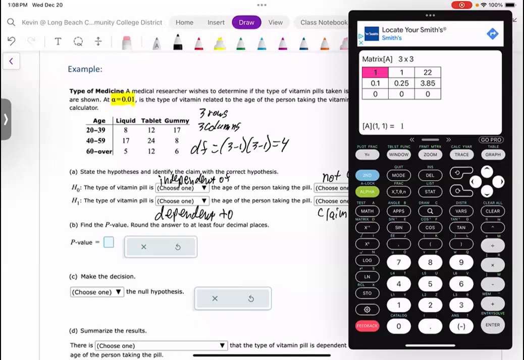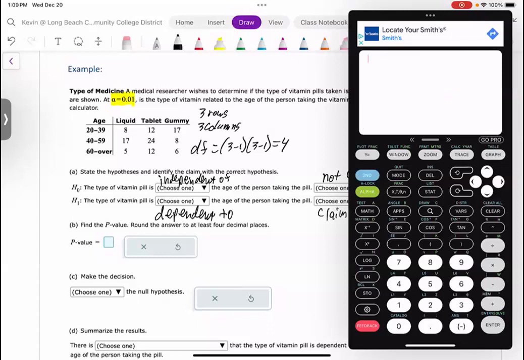And now I'm going to just put the data in there. 8, enter, 12, enter, 17, enter, 17, enter, 24, enter, 8, enter, 5, enter, 12, enter, 6, enter. Notice it doesn't matter if there's old data in there. I'm just going to replace it anyway. All right, we have our data. We are ready to go. Let me quit out of that.